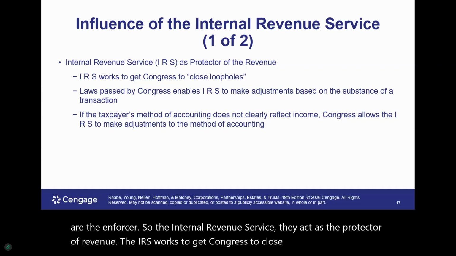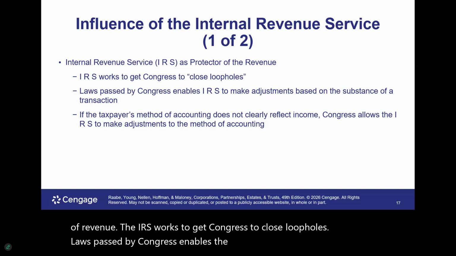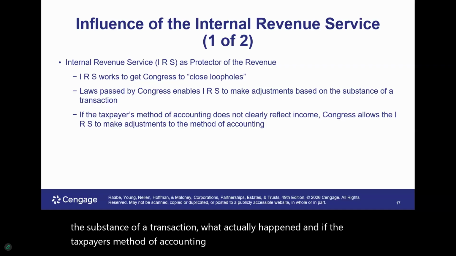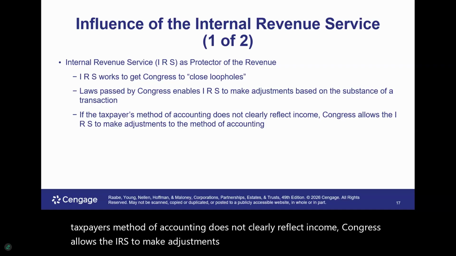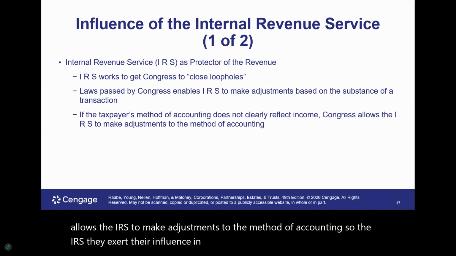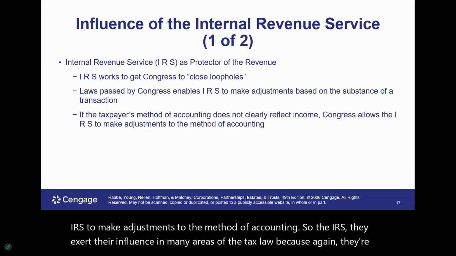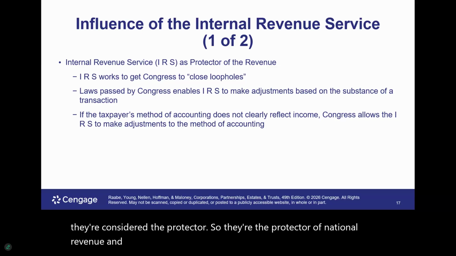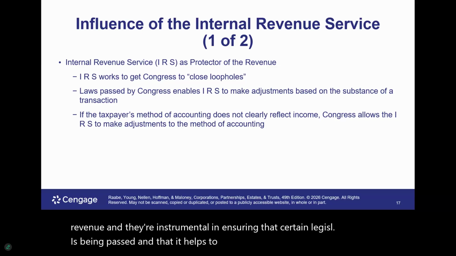The laws passed by Congress enable the IRS to make adjustments based on the substance of a transaction, what actually happened. And if the taxpayer's method of accounting does not clearly reflect income, Congress allows the IRS to make adjustments to the method of accounting. So the IRS exerts its influence in many areas of the tax law because, again, they're considered the protector. They're the protector of national revenue, and they're instrumental in ensuring that certain legislation is passed that helps to curtail and reduce aggressive tax avoidance practices, right?